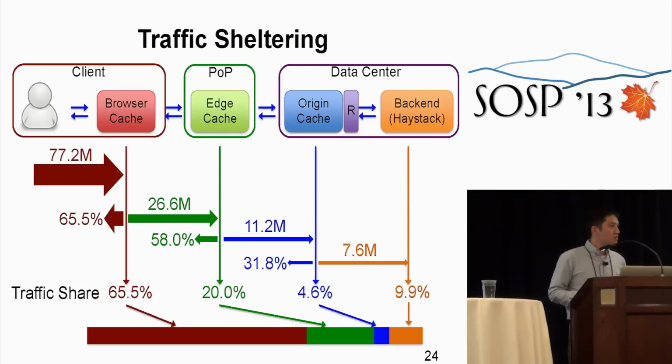When we translate this number into percent of requests served by different layers, now we derive the first lesson. All the caches combined together have sheltered over 90% of requests. Haystack Backend, in the end, only needs to serve a little bit less than 10%. Later, I'm going to show you we can even make it better.